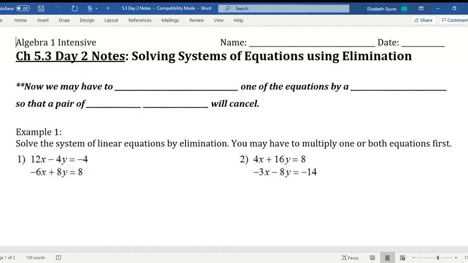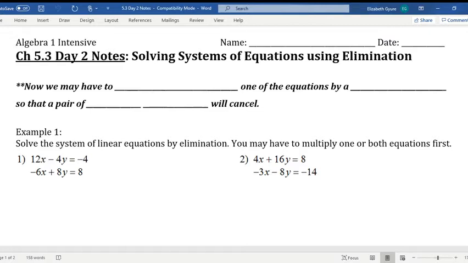again. It's going to be slightly different today, though. Last time, things kind of eliminated nicely. Like you would have a negative 5x and a positive 5x, or you would have a 3y and a negative 3y. Today, though, we might have to do a little extra work to get things to eliminate.